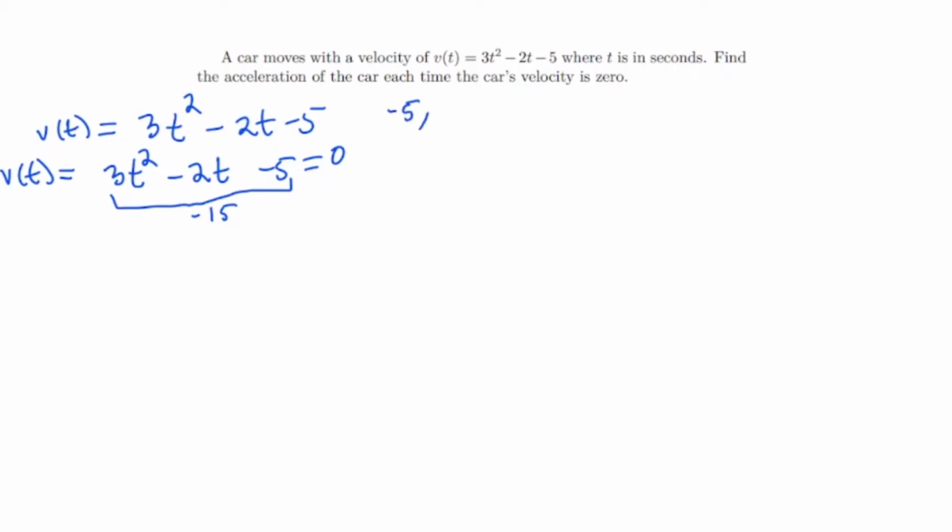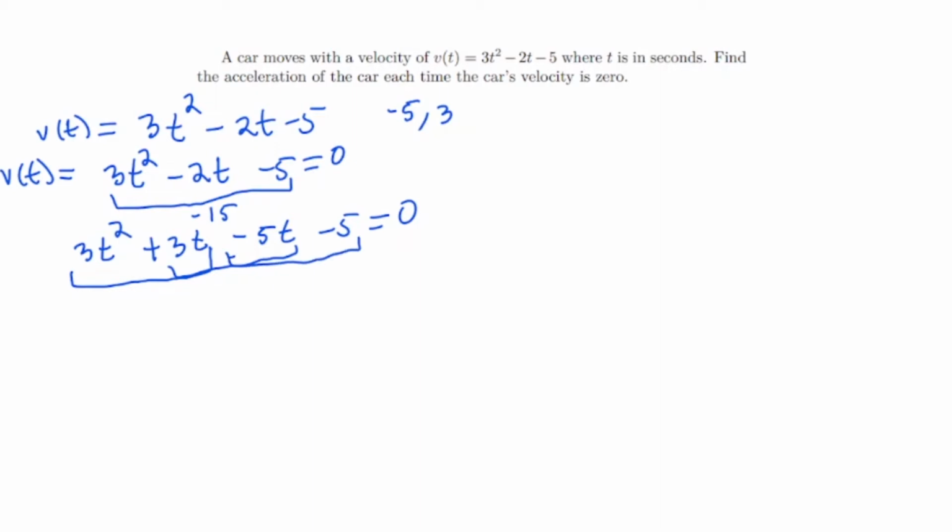negative 5 and 3. So we can rewrite this expression as 3t squared plus 3t minus 5t minus 5 equals 0. What we did was just rewrite this so that these two terms, 3t minus 5t, add up to negative 2t. So we didn't change much. We just decomposed the term in the middle. Once we have it written this way, we can pull out the common factor between these first two terms and then do the same for the last two terms.